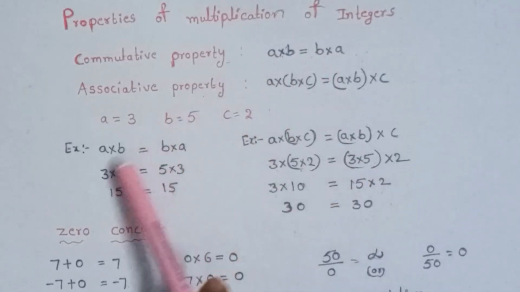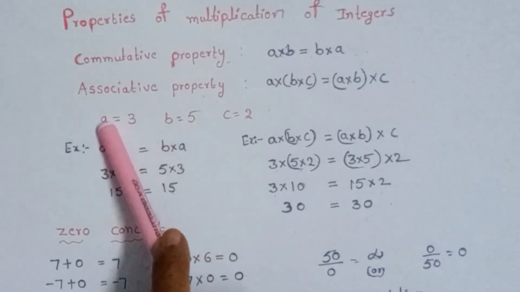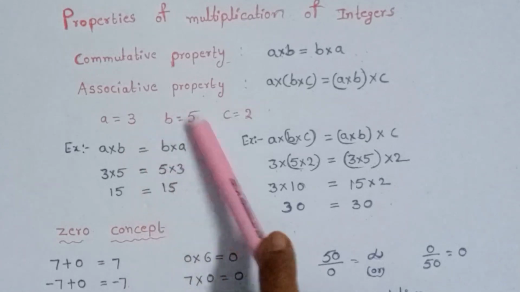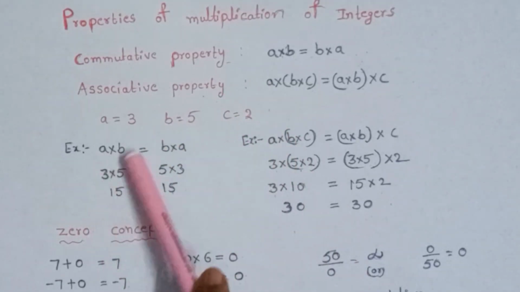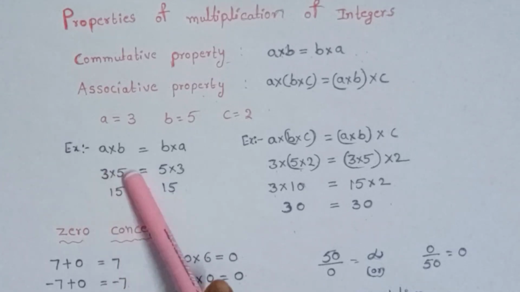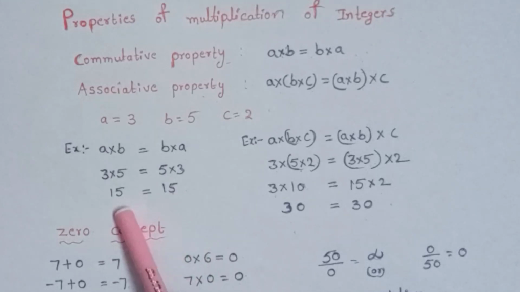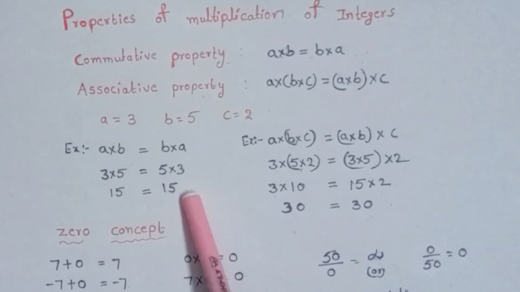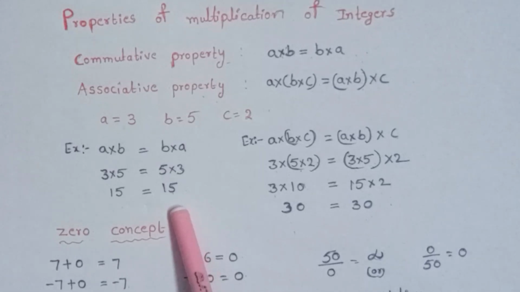Example, a into b is equal to b into a. We take values, a is equal to 3, b is equal to 5, c is equal to 2. a has 3, b has 5. 3 5s are 15. Here b is 5, a is 3, 5 3s are 15. 15 equal to 15. So LHS is equal to the RHS.